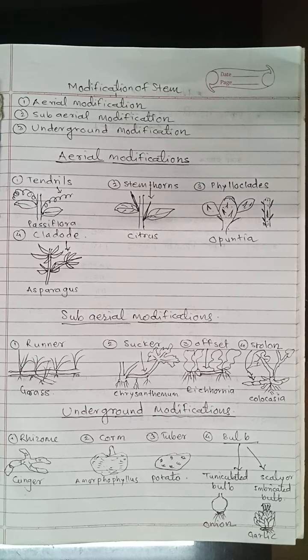And last underground modification, it is bulb. A bulb is a specialized underground stem, bears roots on its lower side and rosette of fleshy leaves, bases or fleshy scales on the upper side. In a bulb, the stem is reduced and disc-shaped.